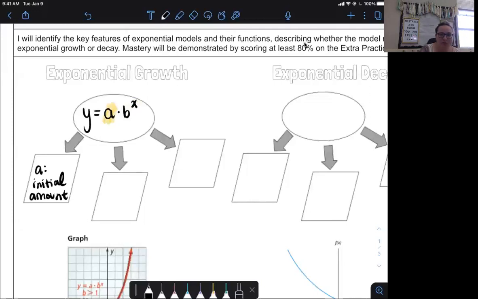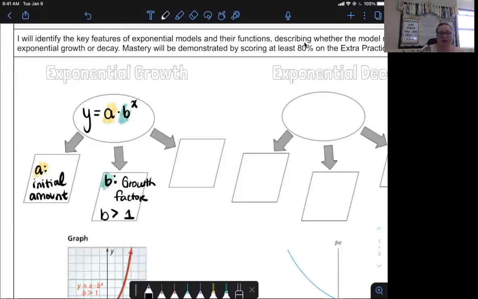Then we also need to identify b. b is our growth factor. a was our initial amount. And when you have exponential growth, b has to be greater than 1.